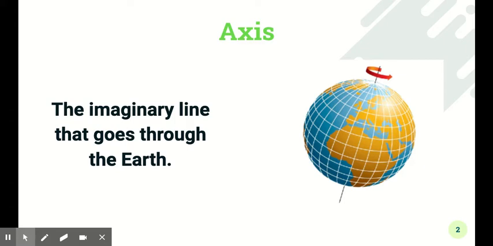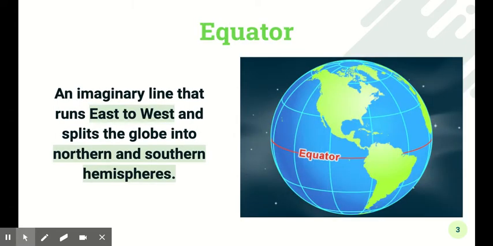This is the point that the Earth rotates on as well. You can see in this picture, it's the line that just goes straight through the globe. The next is our equator. This is an imaginary line that runs east to west. It splits the globe into the northern and southern hemispheres. It's at 0 degrees latitude.